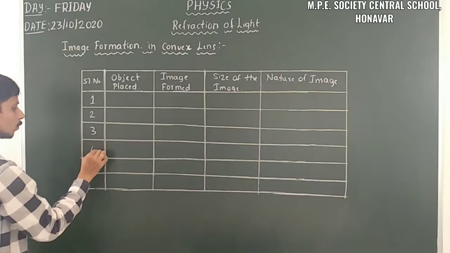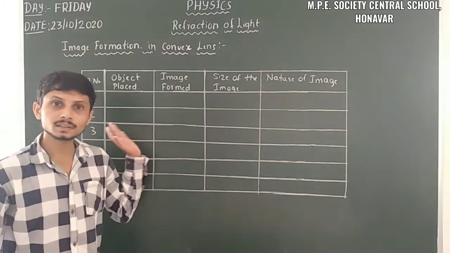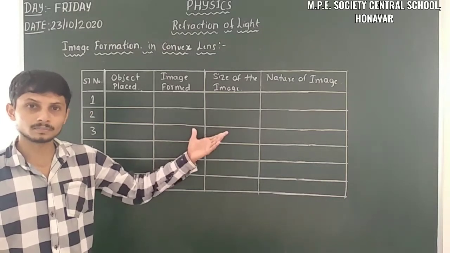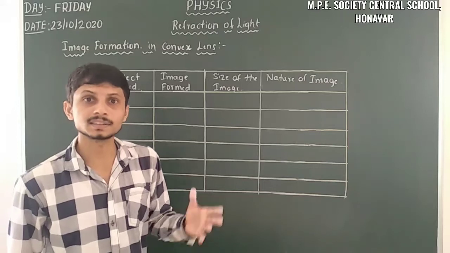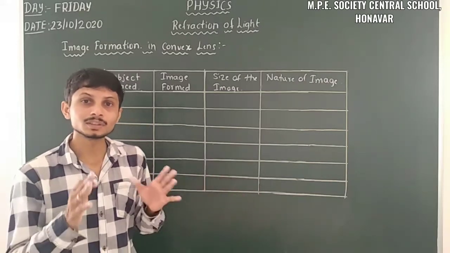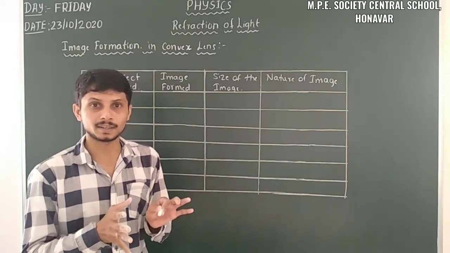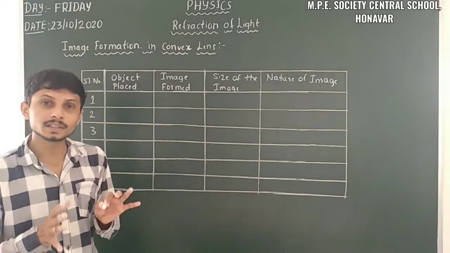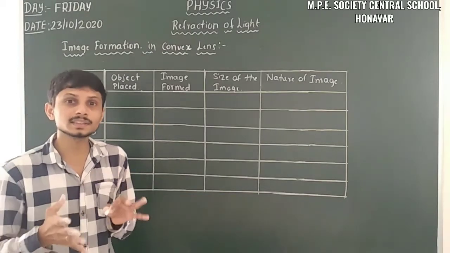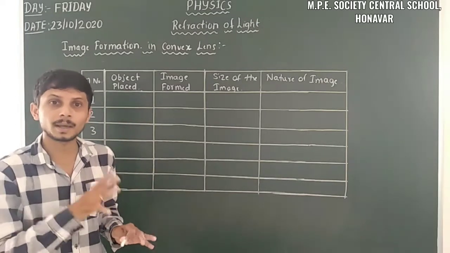2, 3, 4, 5, 6. 6 cases we have to insert in one tabular column. I already explained this in spherical mirrors, in the case of concave mirrors, and I told you some tricks also. So there we have a pattern. Here also the pattern is the same, but some changes are there when we write these conditions in the tabular column.